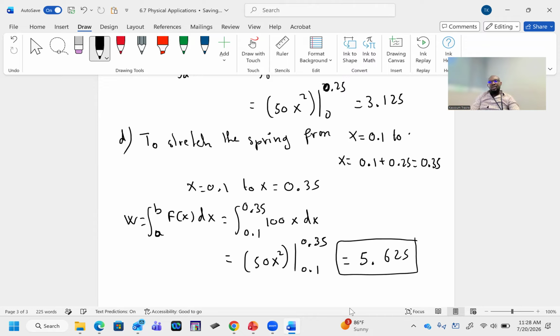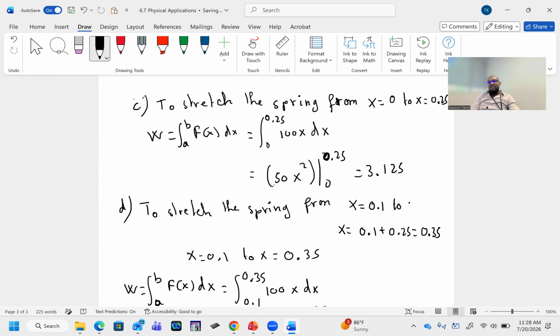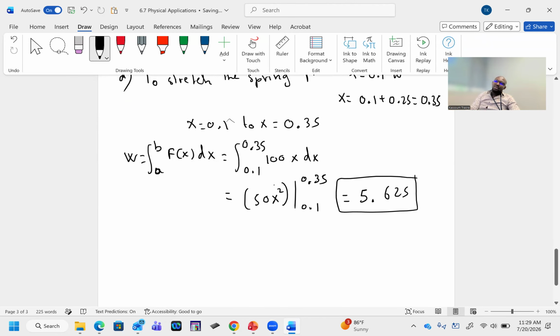So you see, if we compare part C and D, in C we have what? The work needed is 3.125, but again, this spring was stretched 0.25 meter. Same thing happened here, but it was already stretched 0.1. So you can see, comparing part C and D, we see that more work is required to stretch the spring 0.25 meter starting at 0.1 meter than if you start at equilibrium. So that's what I was trying to explain in this section. I will see you in the next section.